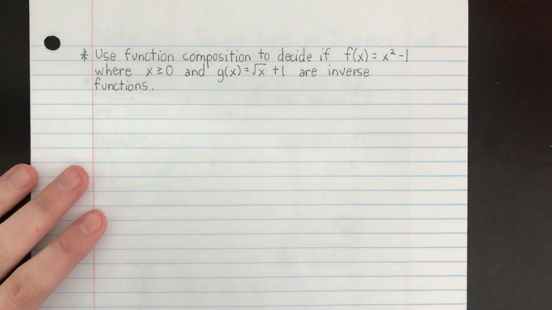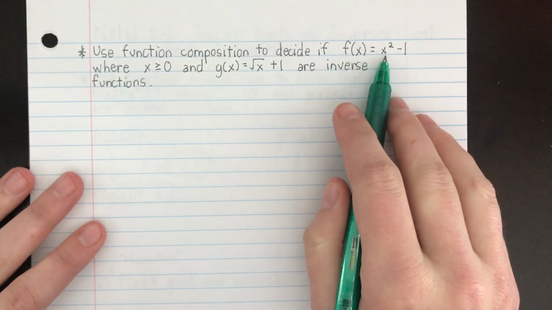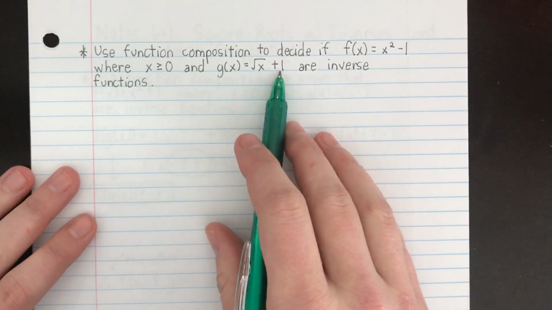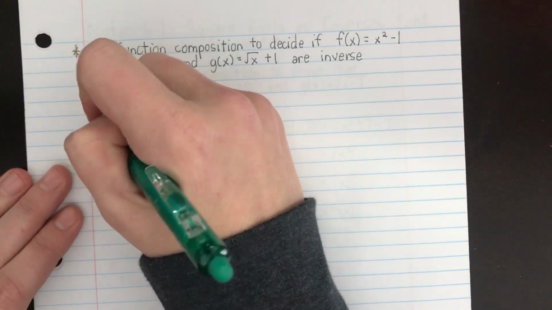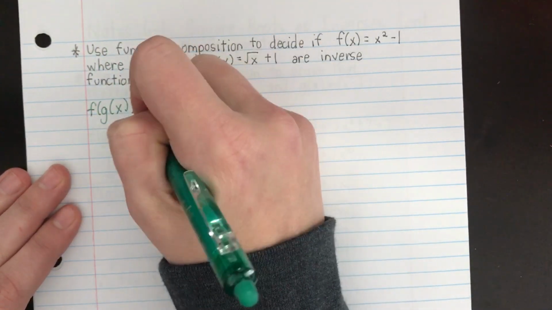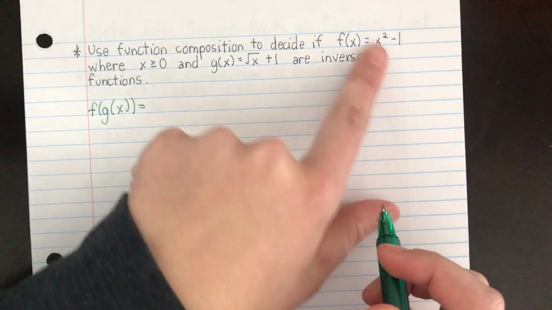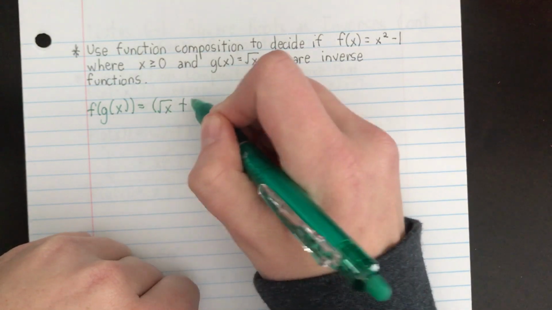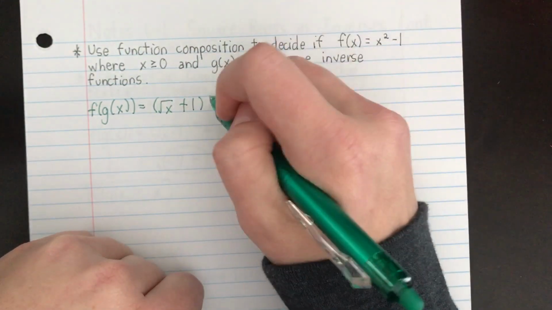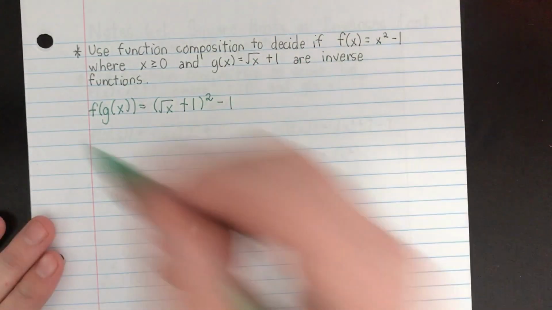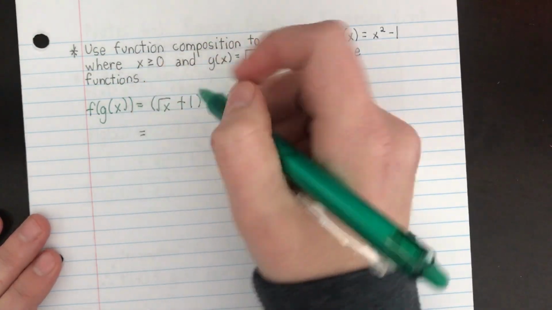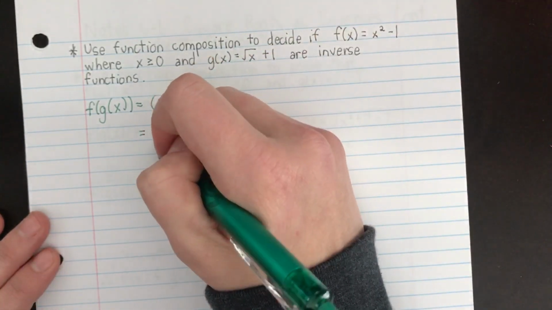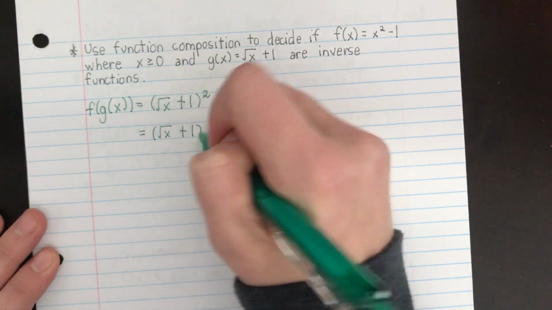Use function composition to decide if f of x equals x squared minus 1, where x is greater than or equal to 0, and g of x equals the square root of x plus 1 are inverse functions. So let's perform f of g of x first. Remember, that means g is inside f. So here's f. I'm going to plug in g where I see x, so that'll be squared minus 1. Now remember, this squared is not going to cancel this whole thing because this square root is not over the entire thing. So what that means is you have 2 of these.